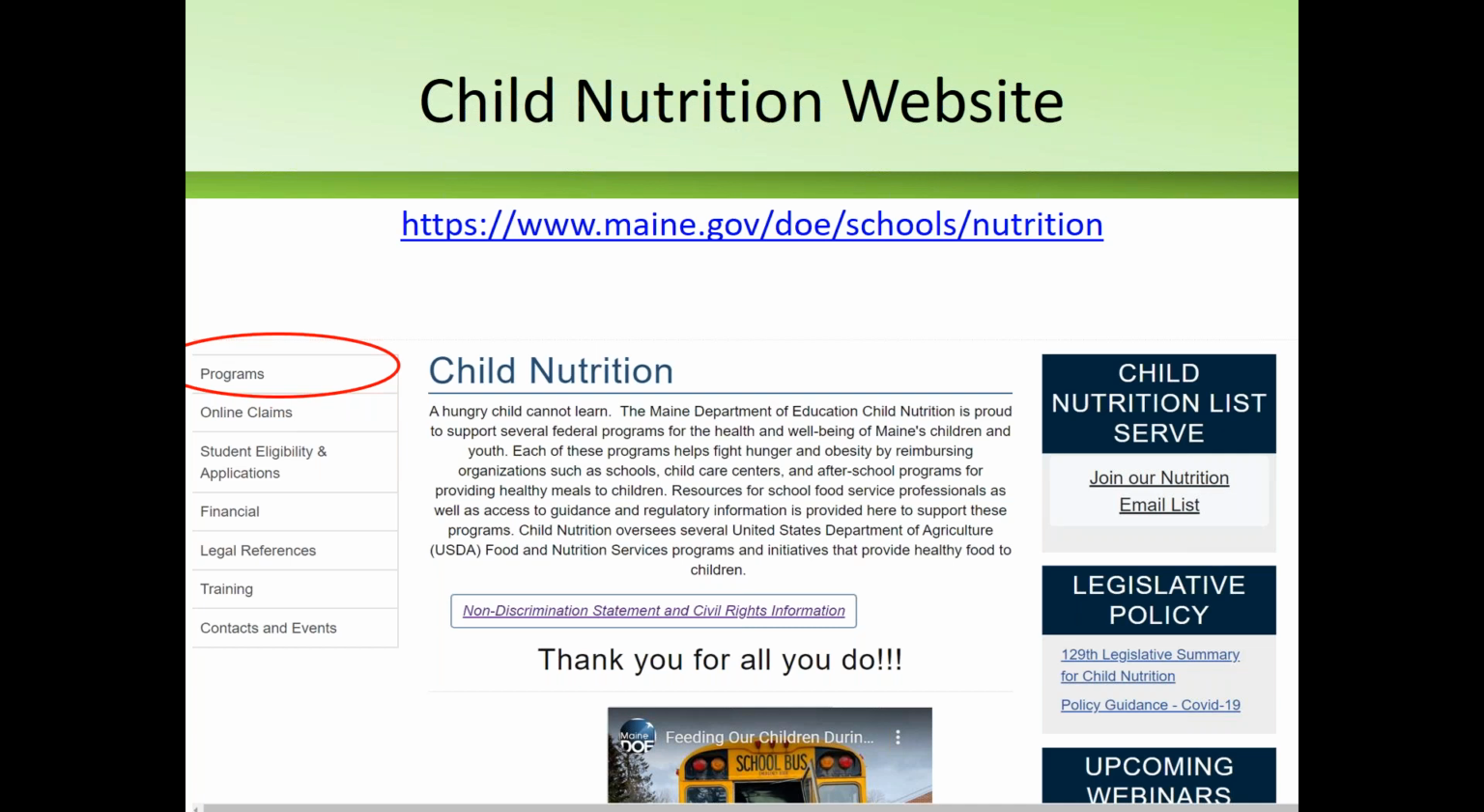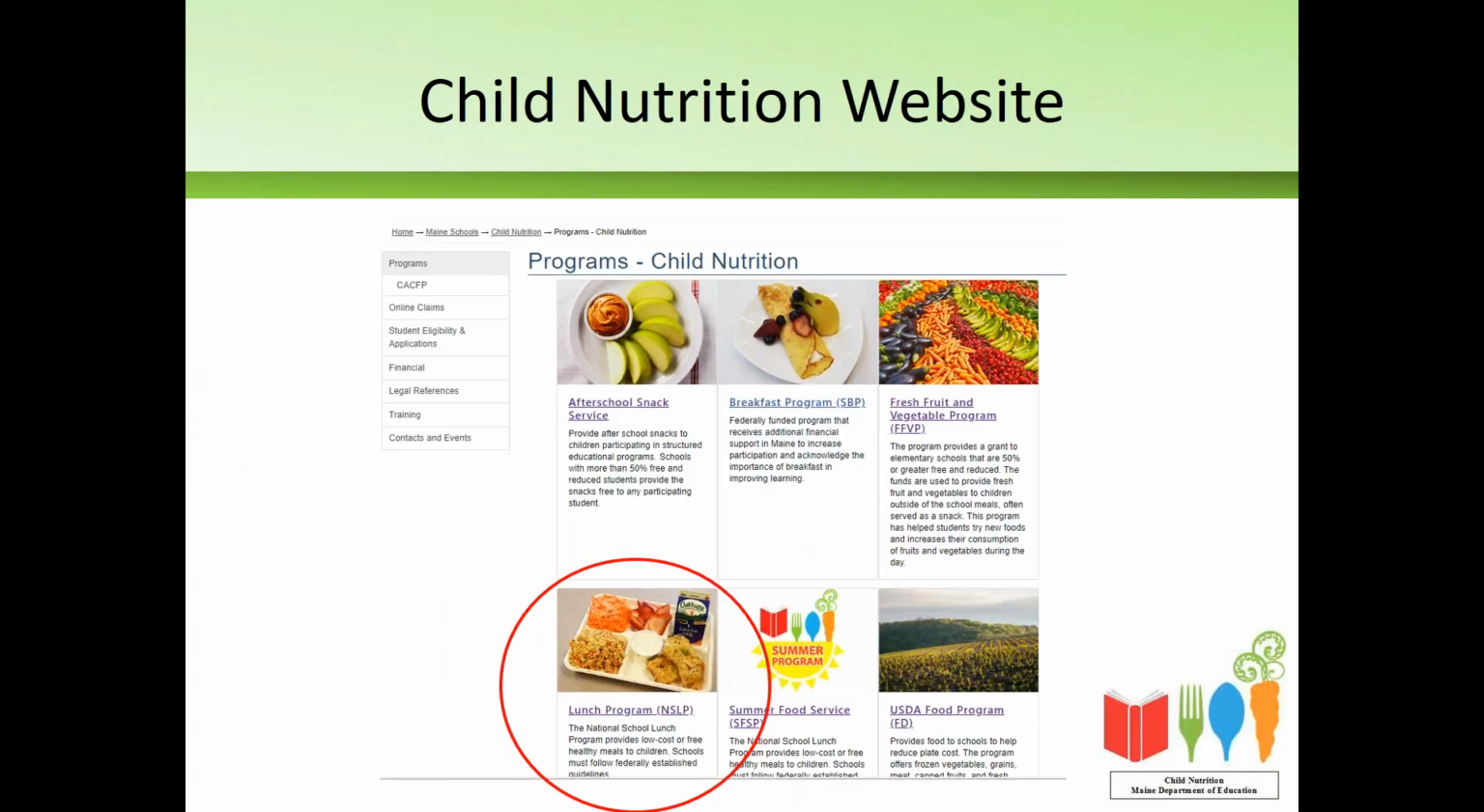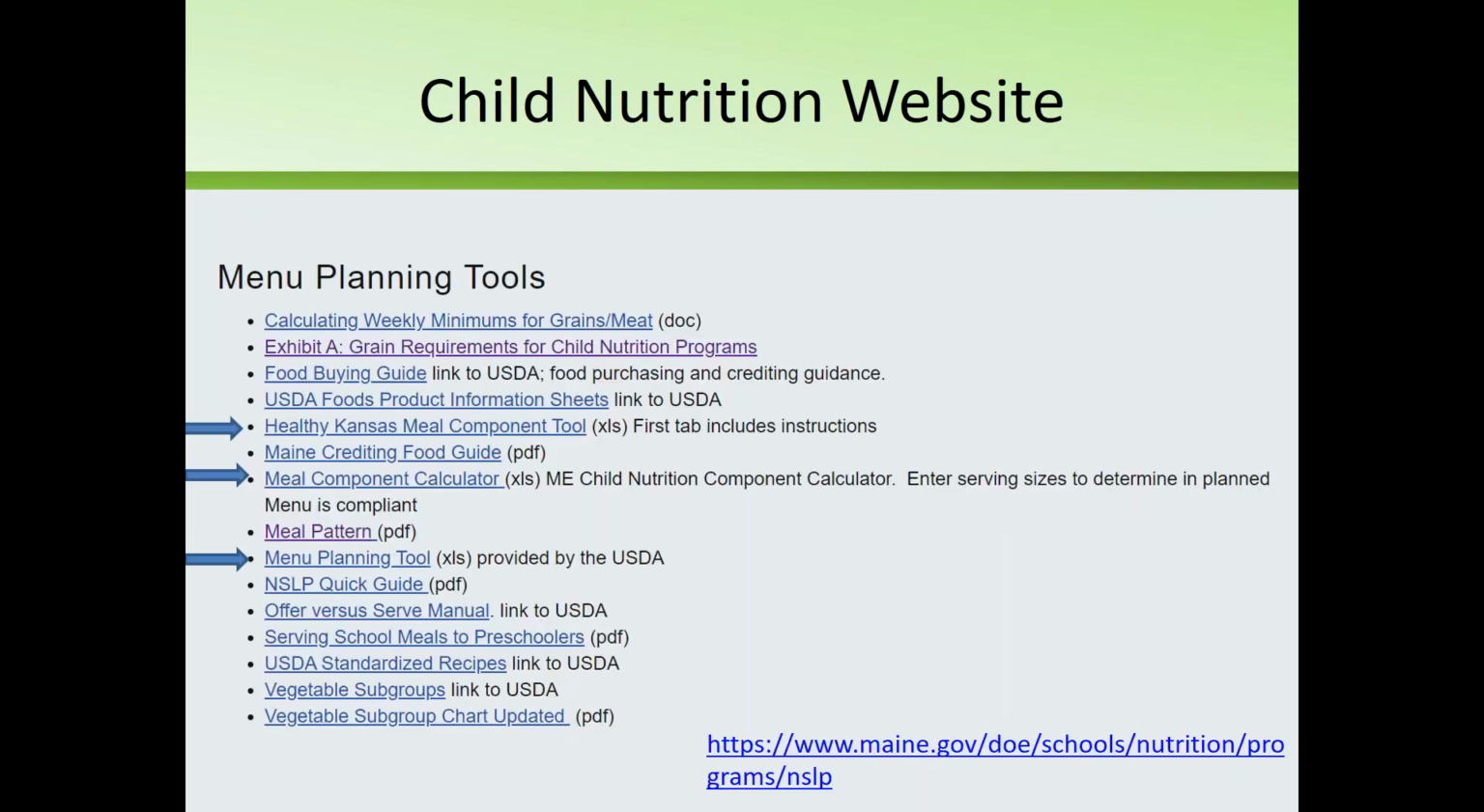So here's how you can get to the resources. First, you're going to go to the Child Nutrition homepage, and the link is on your screen. When you get to the homepage, you're going to click the programs link, which is on the left-hand side of the web page. When you get to programs, you're going to scroll down and click on lunch program. When you get to the lunch page, you will need to scroll down to menu planning tools. Please keep in mind that the headings are in alphabetical order.